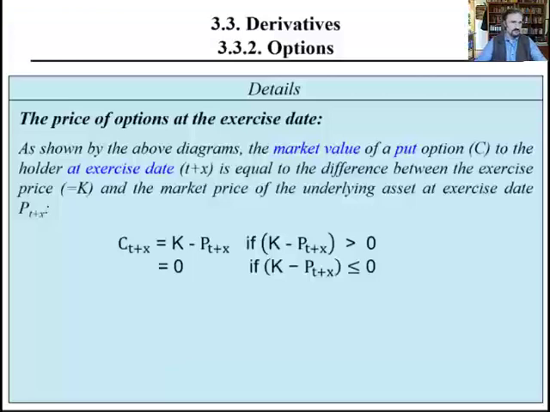Again, we can express also the relationship between the price of the underlying asset and the market price of the option with the help of a mathematical formula. Now, the market value of a put option equals the exercise price minus the market value of the underlying asset if the market value of the underlying asset is smaller than the exercise price, and if the market value of the underlying asset is larger than the exercise price, then the value of the option is 0, since it is not necessary to use the option in this situation.